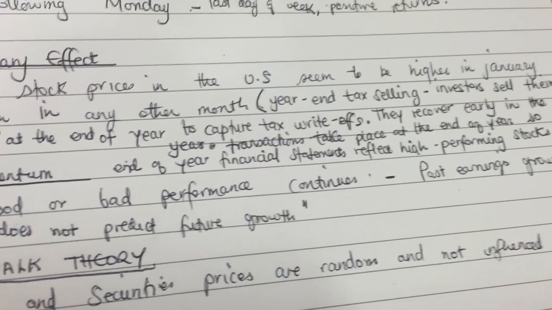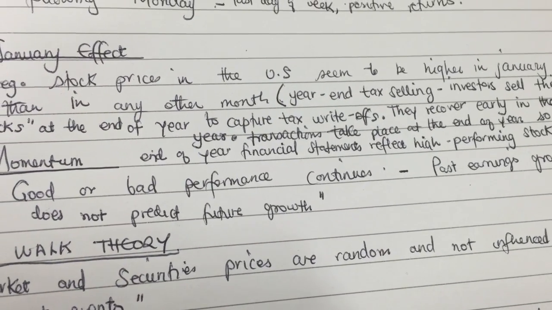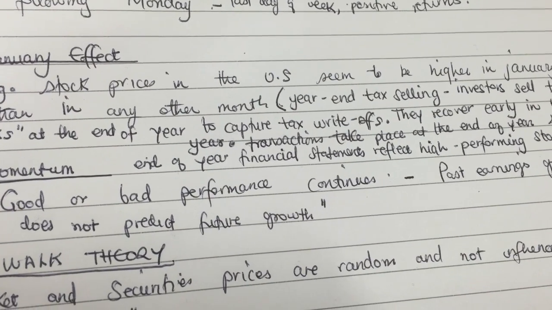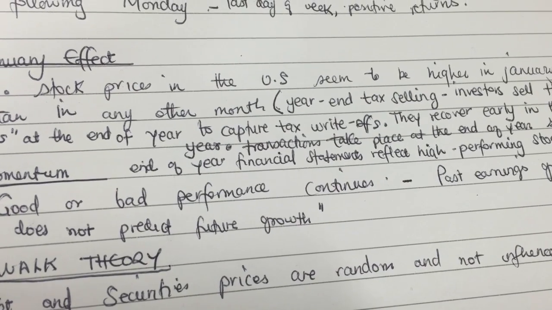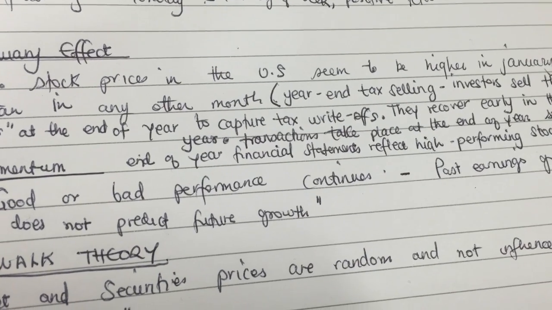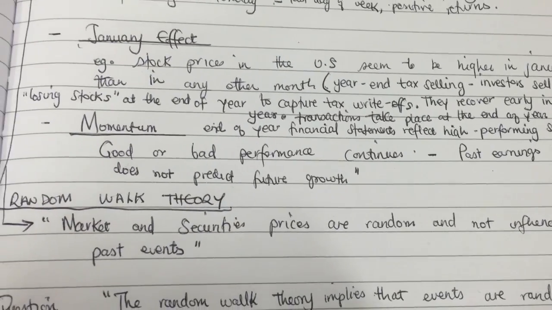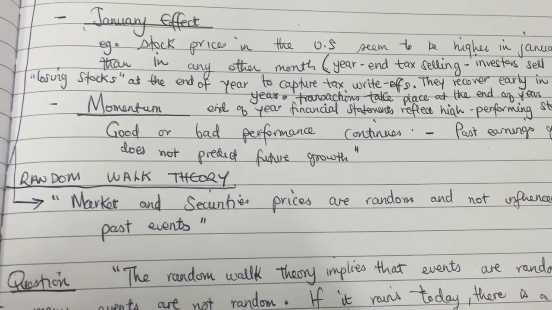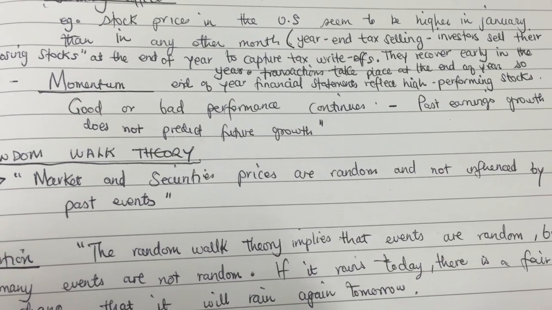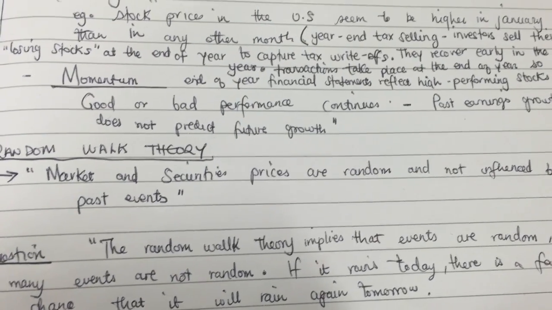And the reason for that I found is the past earnings growth does not predict the future growth. So that means if a stock was doing really well last week, it doesn't mean that this week it will go badly, because you can't predict. It is random. And that takes us into random walk theory. Now, random walk theory states that market and security prices are random and not influenced by past events.